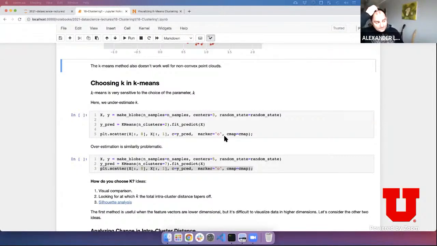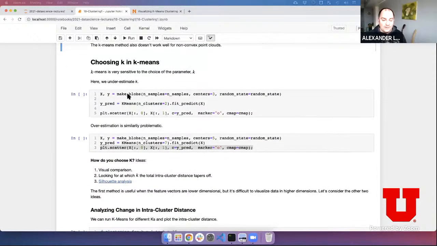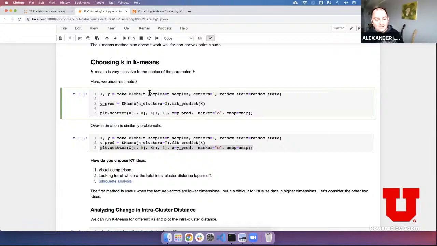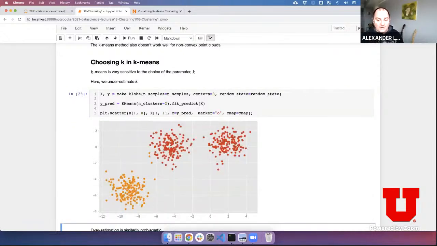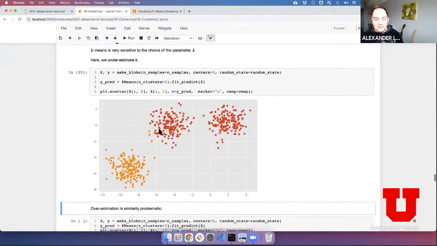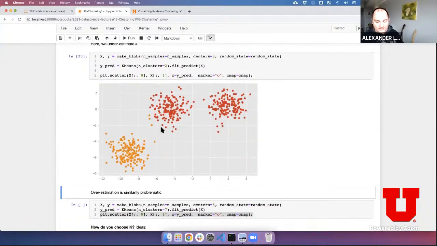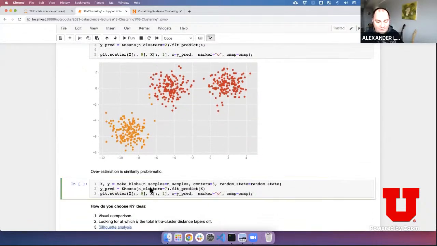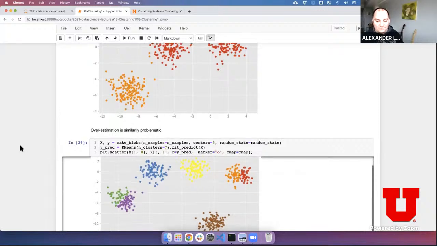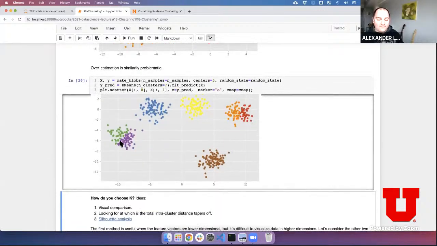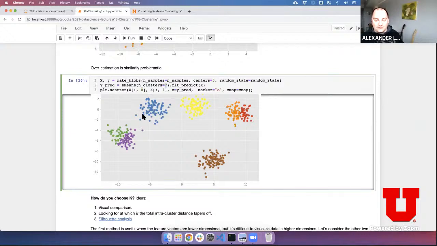Okay, so now let's look at how we can actually choose k if we don't know it ahead of time. As I said, k-means is very sensitive to the choice of parameter k. So here's what happens if we were to underestimate the number of k. You would clearly get problematic results. Similarly, overestimation is equally problematic. Here we have 5 blobs, and we assign 7 clusters, and we can see that clearly this isn't a good clustering result.